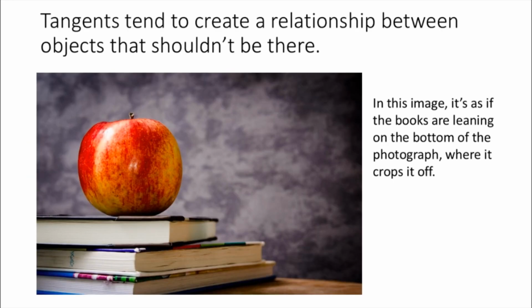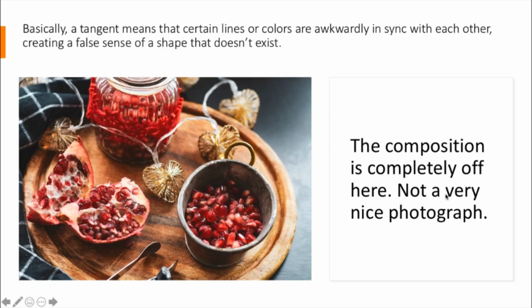Tangents tend to create a relationship between objects that shouldn't be there. Like in this image, it's as if the books are leaning on the bottom of the photograph where it crops it off. So this here, right there, it's just kind of awkward. Like it's almost like it's on there or something. Basically, a tangent means that certain lines or colors are awkwardly in sync with each other, creating a false sense of a shape that doesn't exist.